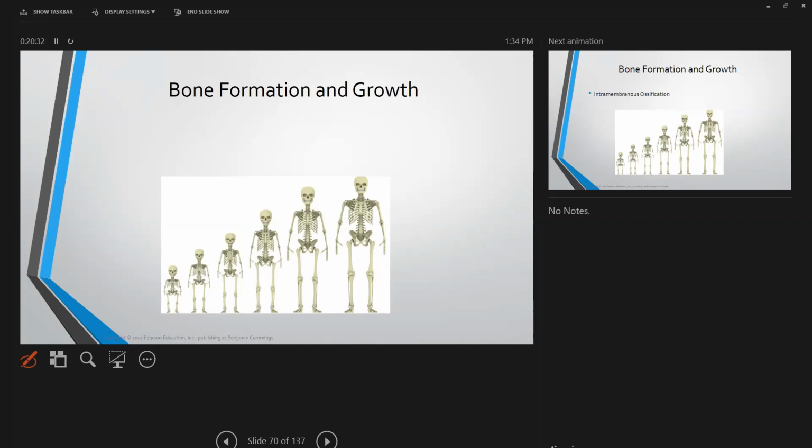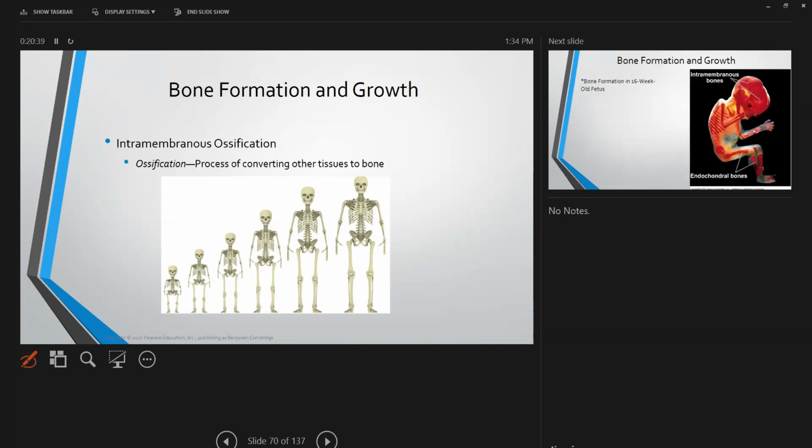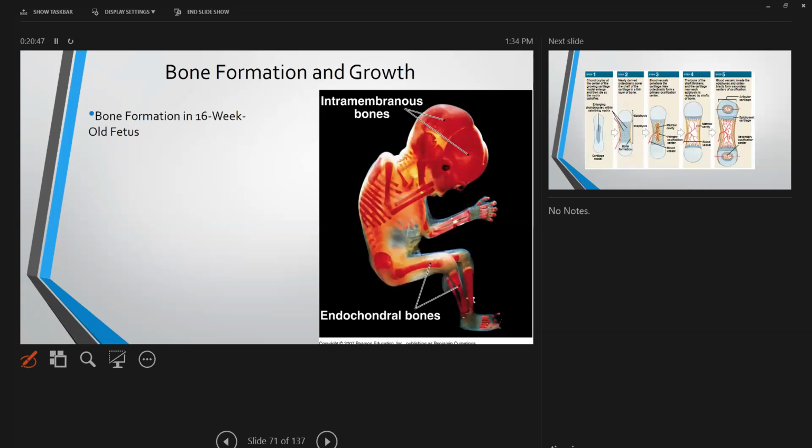So bone formation and growth, intramembranous ossification. Okay, it's the ossification process of converting other tissues to bone. So it's basically cartilage converting to bone, which we'll talk about. So bone formation and growth. So this is an intramembranous bone, right? So they're actually made of like a cartilage type material. These are endochondral bones, so they're made of cartilage.